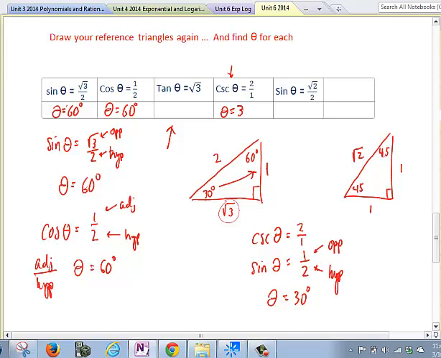I want you to pause the video and answer, here, let me just write this down, theta equals 30 degrees, and I want you to answer these two questions using the diagrams shown below. So I'm just going to pause the video, and by the time you come back from the pause, I'll have the answers done.